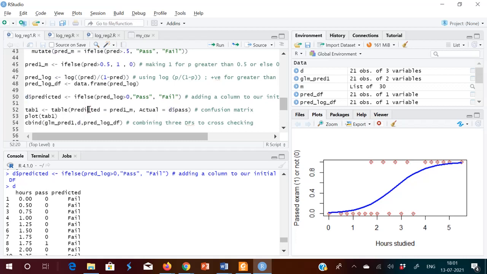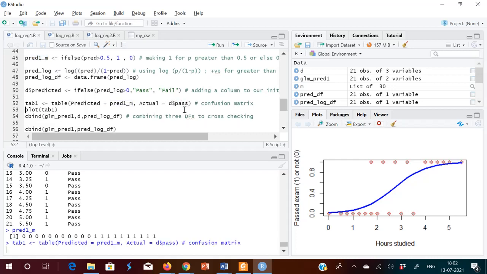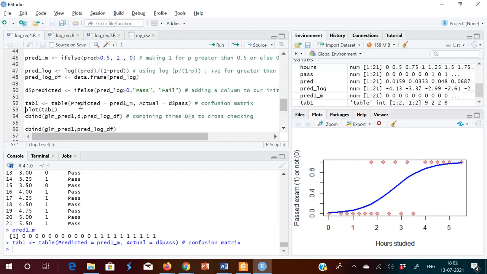Now I am going to make a confusion matrix. For this I made a vector that has zeros and ones, and then I am going to make a table with that. So actual is in pass, and predicted is in this variable. I am going to make a table, and you can just plot this and see.